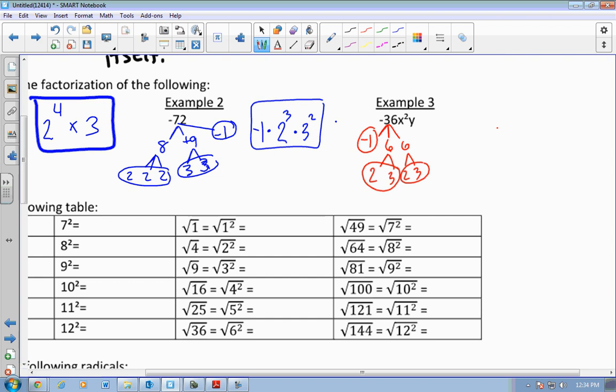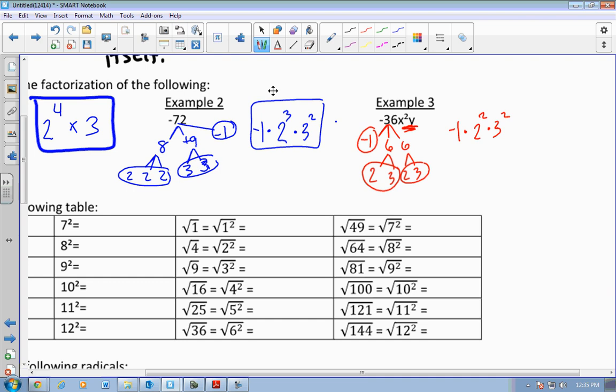Okay? And then what we do normally, or on those ones on the left, we would find the lowest base, which is the negative 1, times 2 squared times 3 squared. But this time we have variables. Is there any point to breaking down those variables? Is there any point to breaking down those variables?